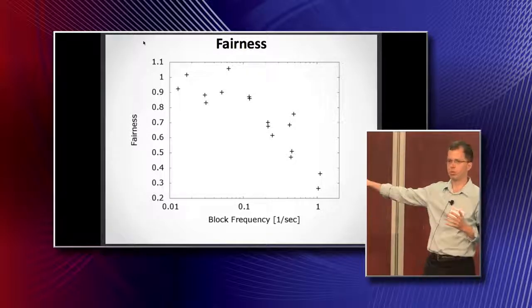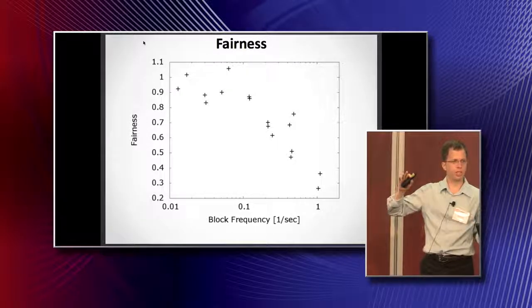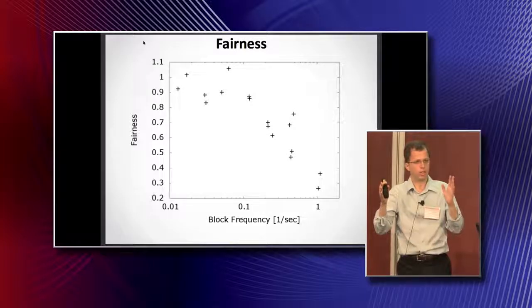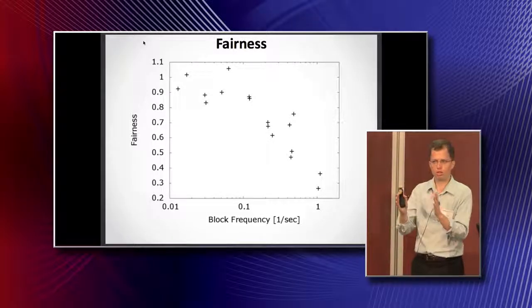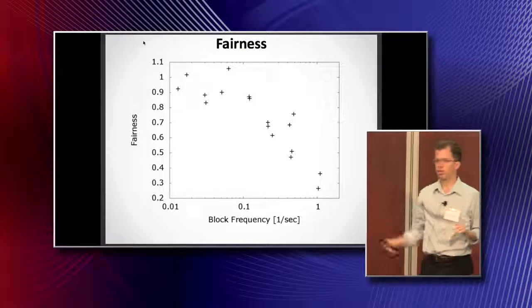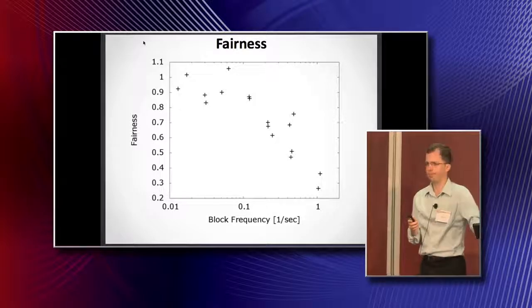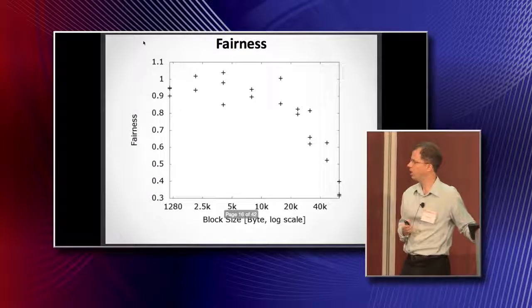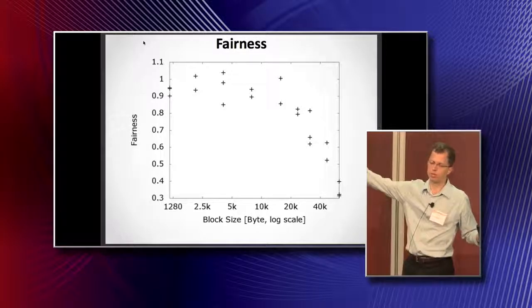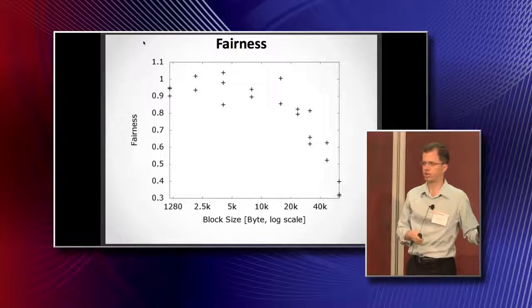And we see that as we increase frequency, block frequency, again, bandwidth throughput is the same. We have faster blocks, smaller blocks. We get the fairness going down very quickly as we increase block frequency. Block size, same result. It's a bit noisier here, but the trend is clear.